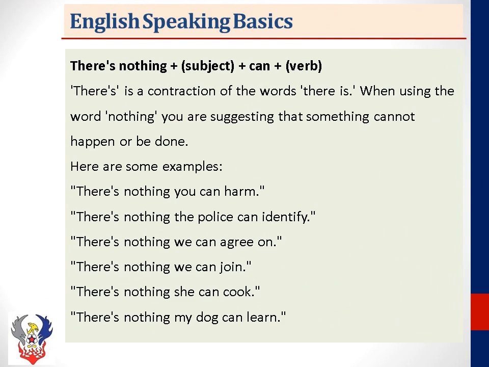There's nothing plus subject plus can plus verb. There's is a contraction of the words there is. When using the word nothing, you are suggesting that something cannot happen or be done. Here are some examples. There's nothing you can harm. There's nothing the police can identify. There's nothing we can agree on.